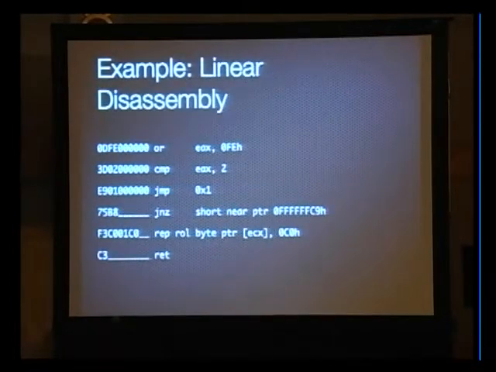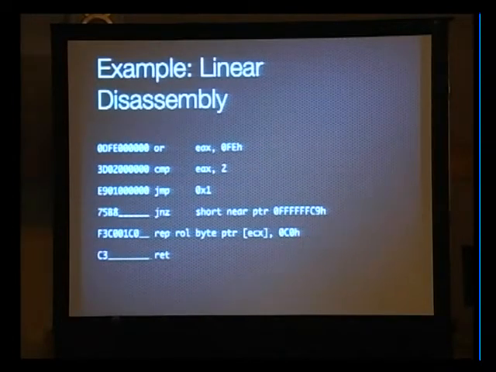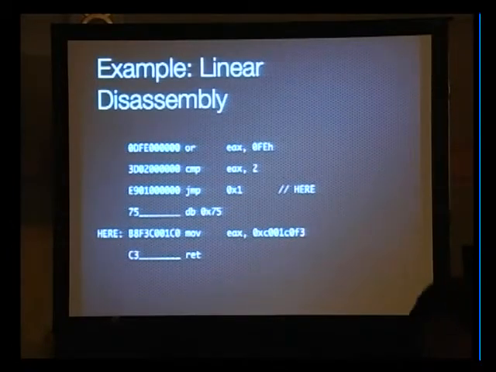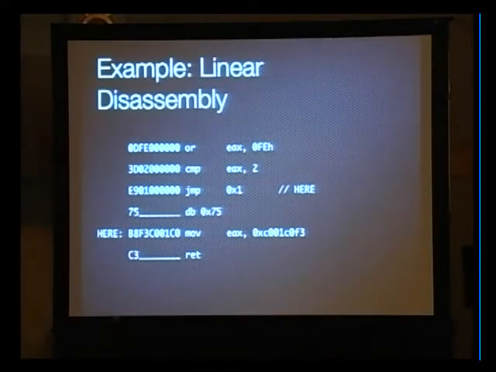Another case would be this linear disassembly. Again, we have a similar case, jump +1 instruction. If you follow straight, you'll disassemble the jump. Here you will have to jump over that instruction to get to the final destination.